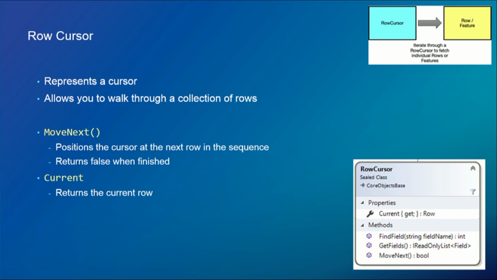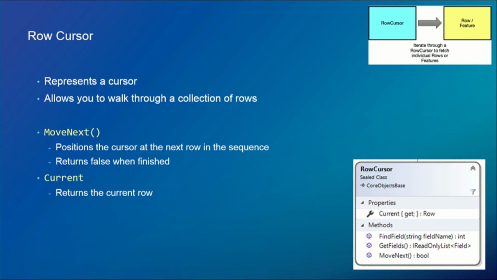Once you get a row cursor, we've talked about these in great detail already. In the Pro SDK, there are 2 main methods on it that you need to know about. MoveNext, which positions the cursor to the next row in your data, and then Current, which returns that next row. So typically what you do is you call MoveNext until MoveNext returns false, and do something with each of the rows that you get back from Current.